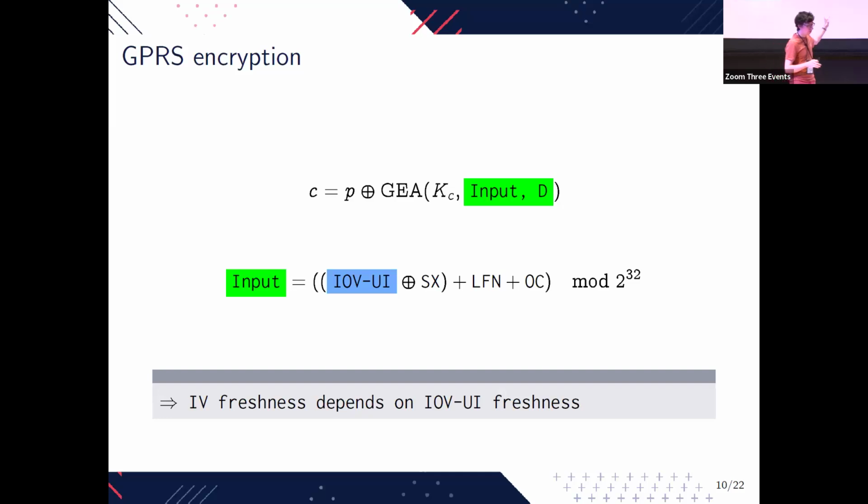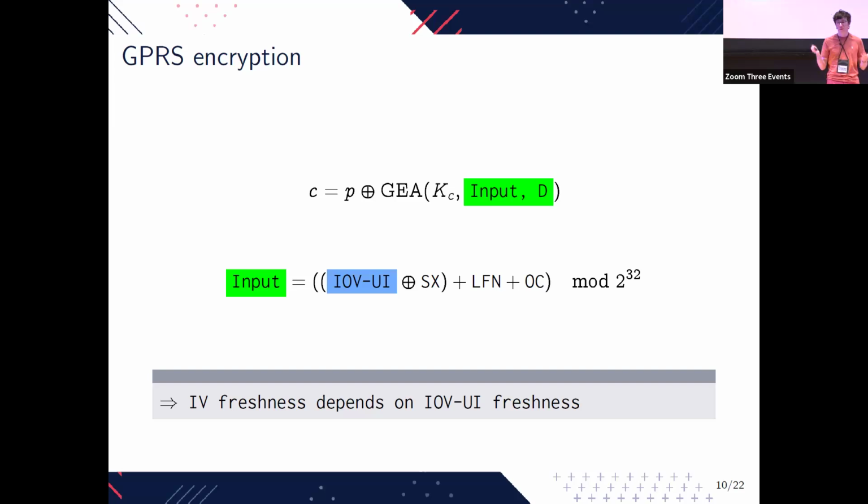So this is the GPRS encryption. It doesn't really matter which exact GEA algorithm you're using, it's always the same interface. GEA takes the session key Kc, a value input, and a bit D, and input and D form the initialization vector of GPRS encryption. D is just a direction bit, so it's 0 for uplink and 1 for downlink. And input is in fact where the IV comes from.